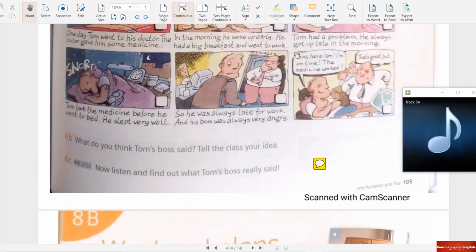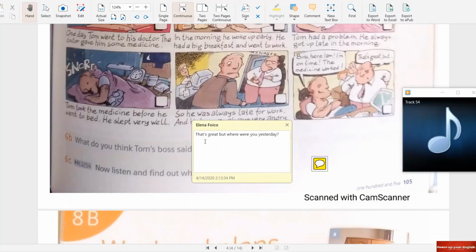"Boss," he said, "here I am. I'm on time. The medicine worked." "That's great," said the boss. "But where were you yesterday?" Ha ha ha ha ha. Did you get the joke?